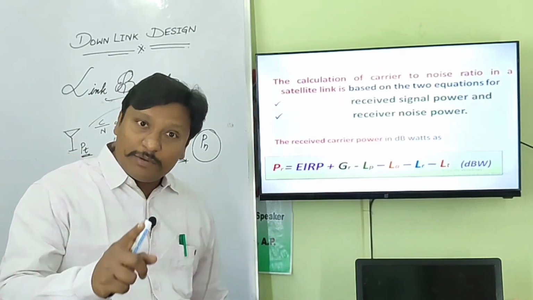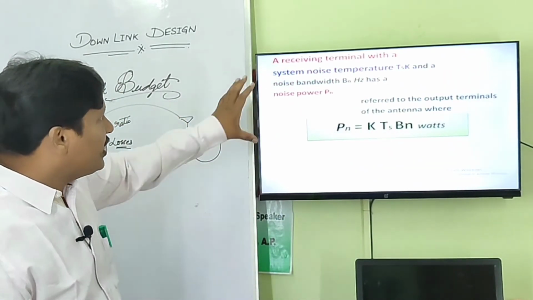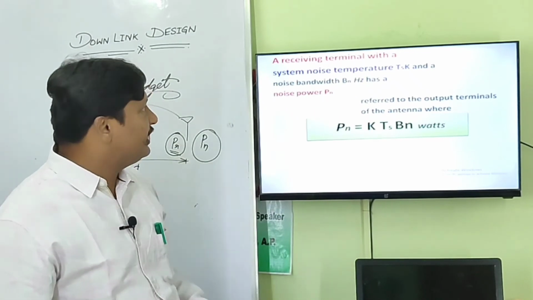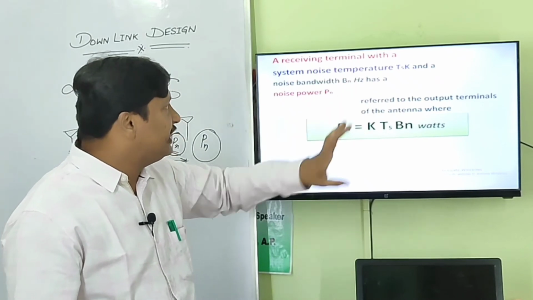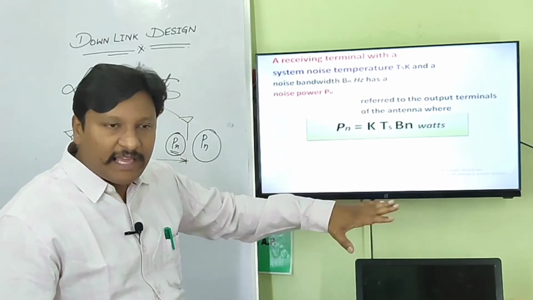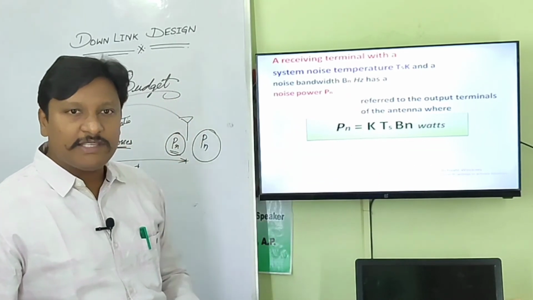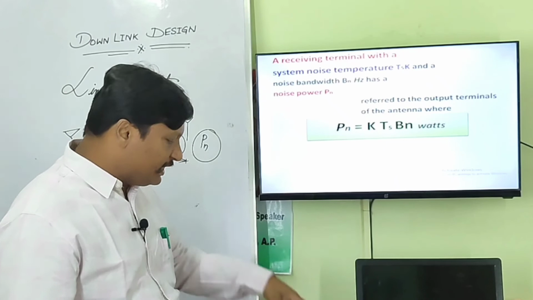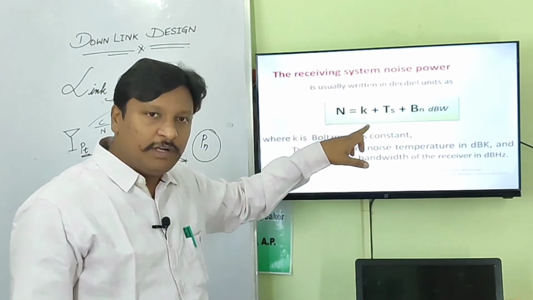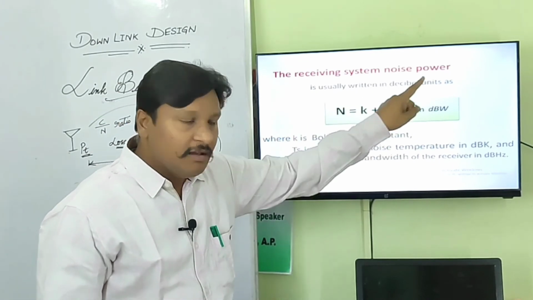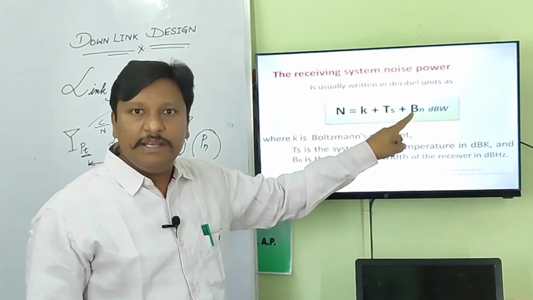Then once we calculate received power, we have to calculate noise power. The noise power at the receiver can be estimated with noise temperature Ts in kelvin, and the noise bandwidth Bn in hertz. Then the noise power can be given as Pn is equal to K Ts Bn, where K is Boltzmann's constant, Ts is the temperature, Bn is the bandwidth. The receiver system noise power is usually written as N is equal to K Ts Bn, where K is Boltzmann's constant, Ts is system temperature, Bn is noise bandwidth.